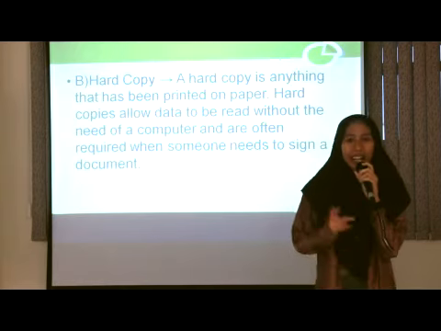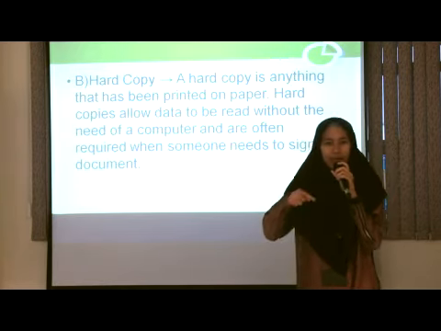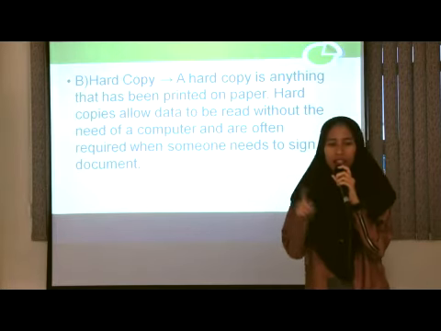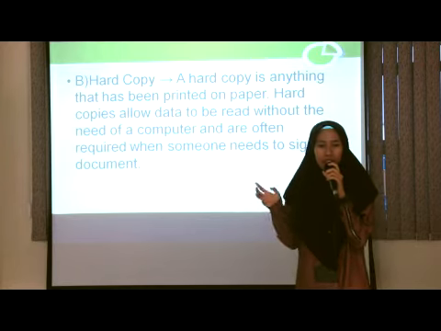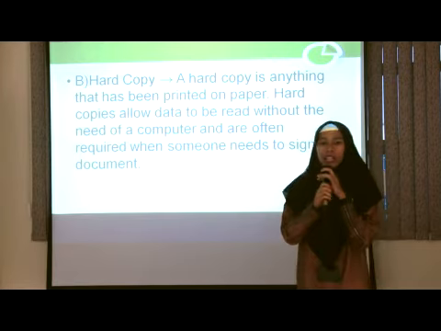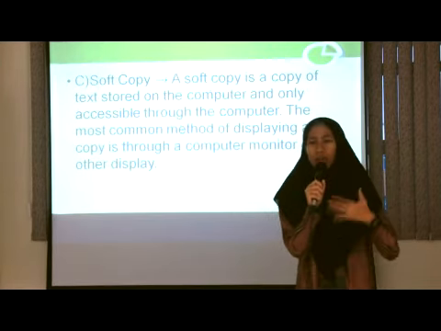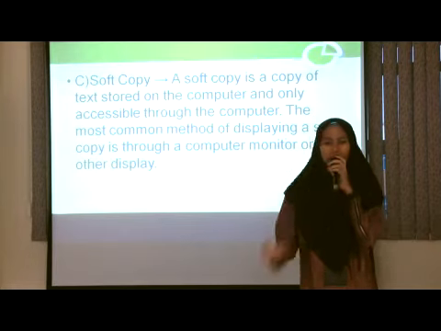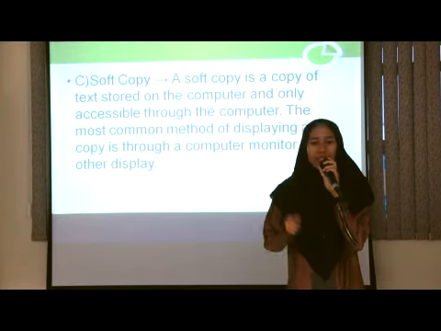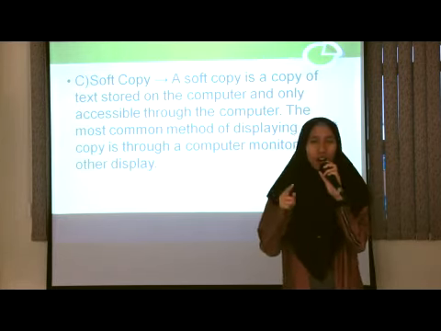Second is hard copy. Hard copy is anything that has been printed on paper. Hard copies allow data to be read without the need of a computer and are often required when someone needs to sign a document. The third one is soft copy. Soft copy is a copy of text stored on the computer and only accessible through the computer. The most common method of displaying a soft copy is through a computer monitor or other display.